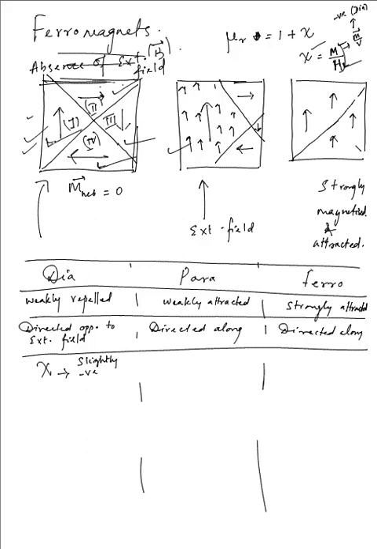In the case of paramagnetic materials, it will be slightly positive, because they are aligned along the external field, so M here will be directed along the direction of the external field, and this obviously has a large positive value.